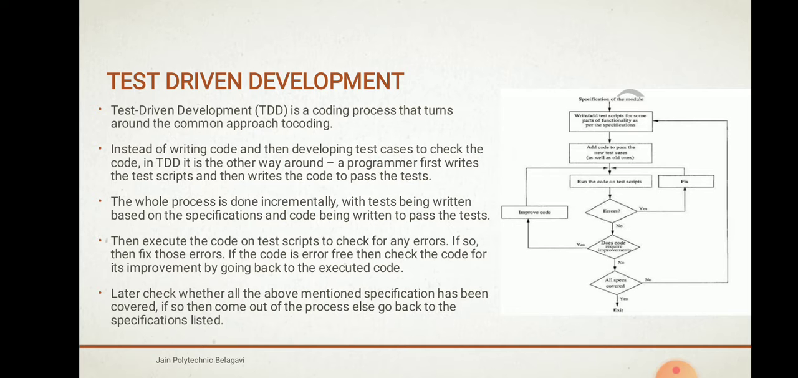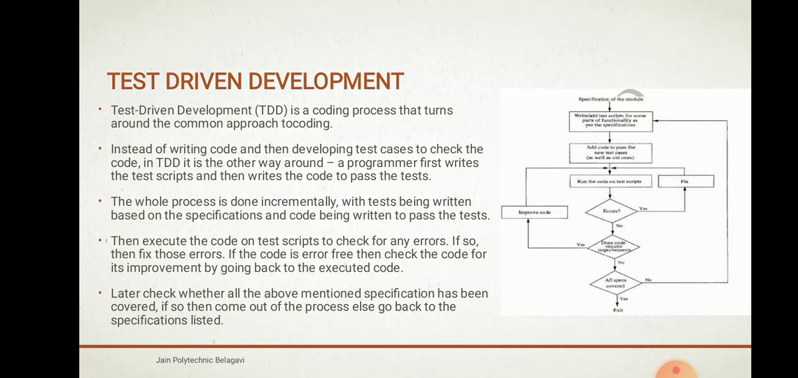First, instead of developing and then testing, we first write the test scripts, for which we have to execute the test cases, and then we write the code to pass that test. So it is also done incrementally, with tests being written on the specifications. Then we execute the code on the test scripts to check for any errors. So after writing the code based on the test script, we execute it on the test scripts.